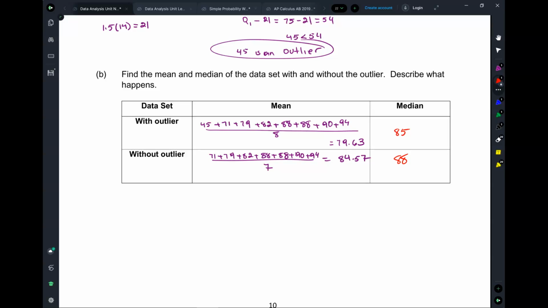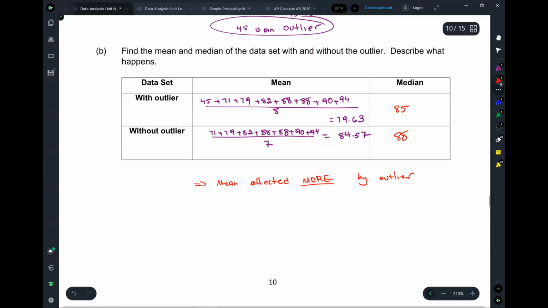So here's another question for you guys. So with and without outlier, the mean goes from 79 to 84. That's a difference of how many? About 5. What about the median? How much does that change? About 3. So which of these is affected more by the outlier? The mean. Okay? So mean affected more by outlier.